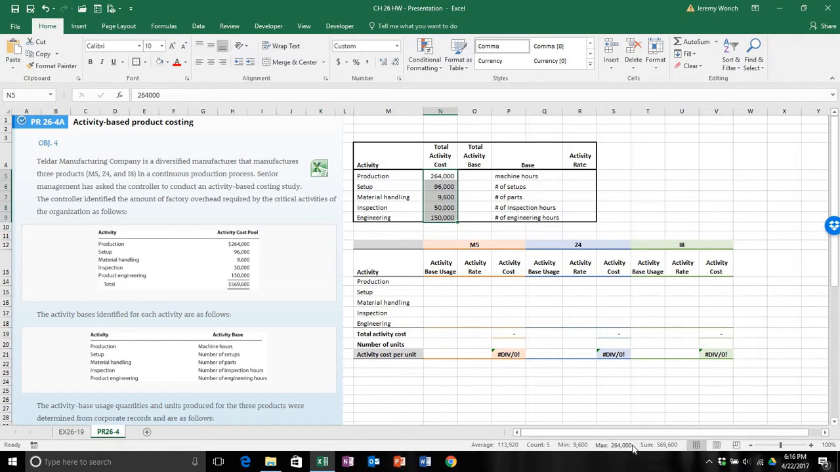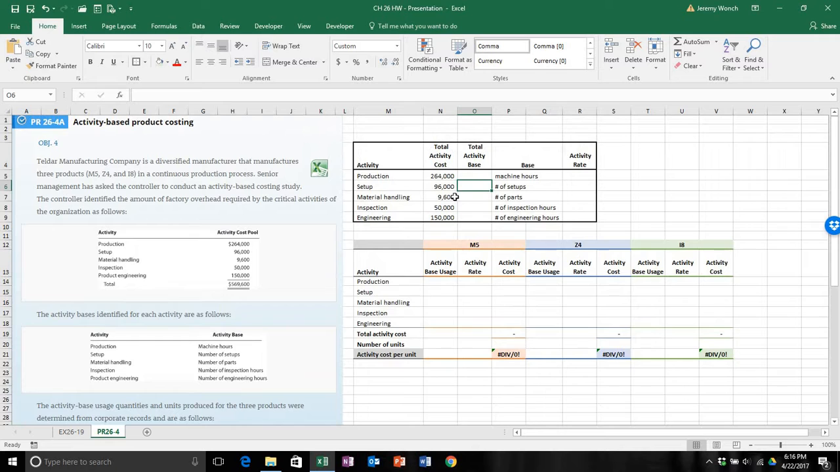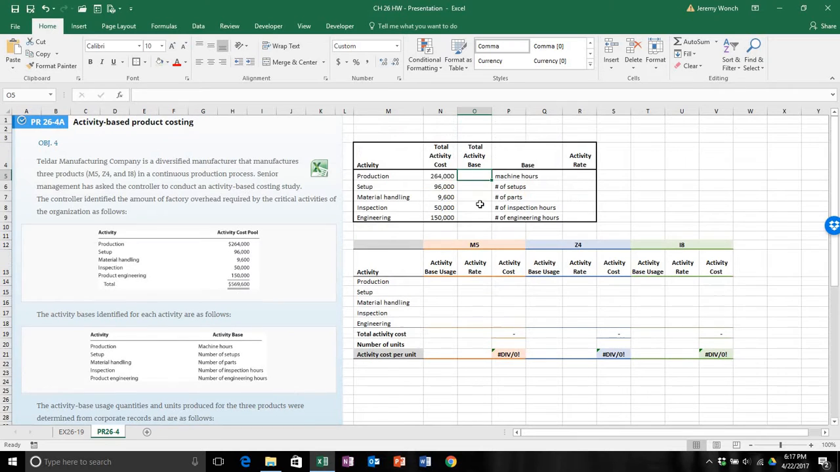Double check that. 569, good, okay. And then we have the total activity cost. Now we need to know the total activity base. The base for production is machine hours, so we want to know the total machine hours. That's down here. We have the totals. We don't want to break it out by product just yet, so we just want the totals.